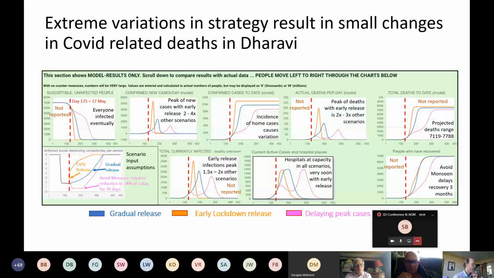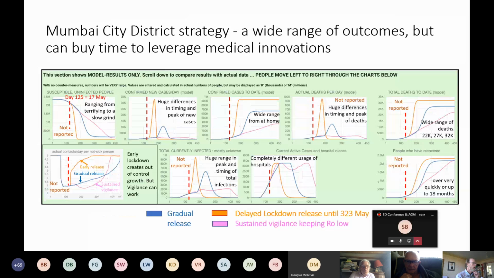Unfortunately, if you look at the lower left chart, which is the degree of social distancing that has to be achieved, you have to reduce people's contact rates to less than 10% of what they would normally be for getting on for 2 months in order to delay that peak of infections until after the monsoon has passed. And that just can't be done. It's impossible. And the hospitals serving the area are at capacity all the way through this, and they've got all the other diseases. So Mumbai City District, completely different.